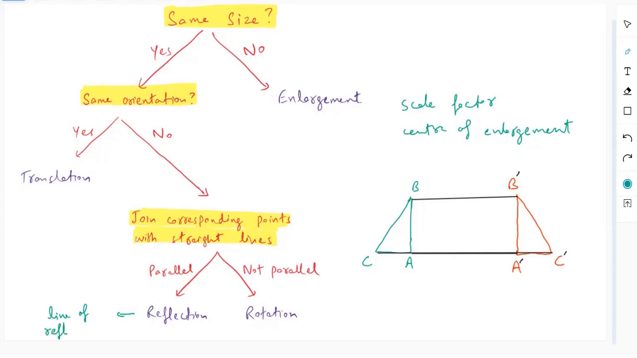So, यहाँ पे आपको line of reflection बतानी होगी. अगर ये parallel नहीं आती, ये आप lines join करोगे, अगर वो parallel नहीं आती, then it's a rotation. Rotation में फिर आपको दो चीजें बतानी होती हैं. You have to tell what is the angle and whether it's clockwise or anti-clockwise. Clockwise or anti-clockwise angle बताना है आपने, right? We've discussed these things in the last session.